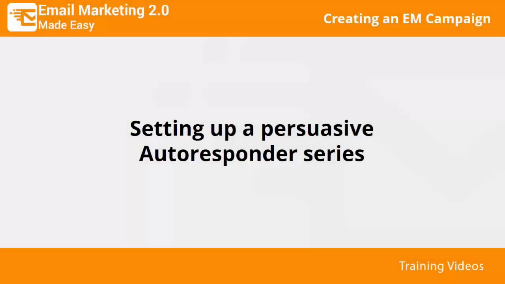Setting up a persuasive autoresponder series. Step 1 for capturing leads is to offer something that can't be found anywhere else. The second step is to nurture your audience to convert them into repeating customers. You've gotten this far into this course, so you already know that you do it by capturing their email addresses and keeping them engaged. How do you keep them engaged, though?